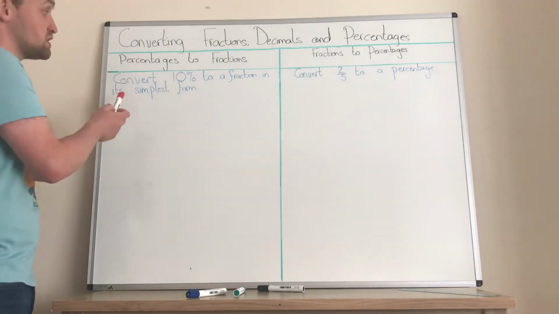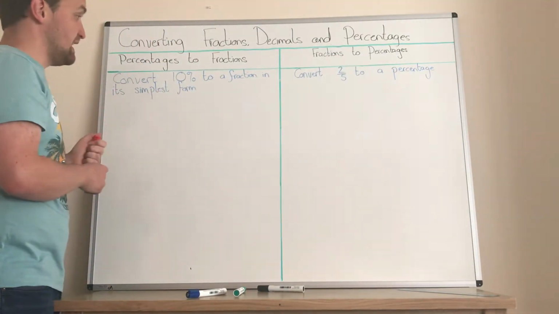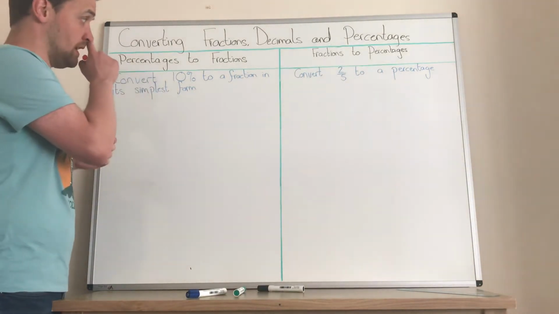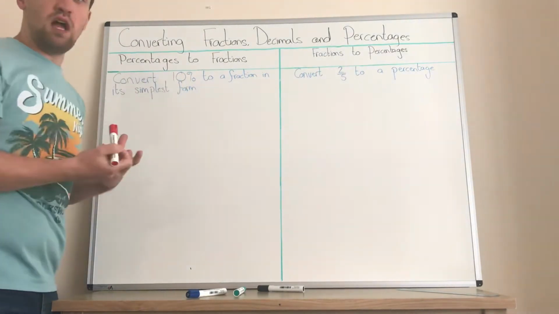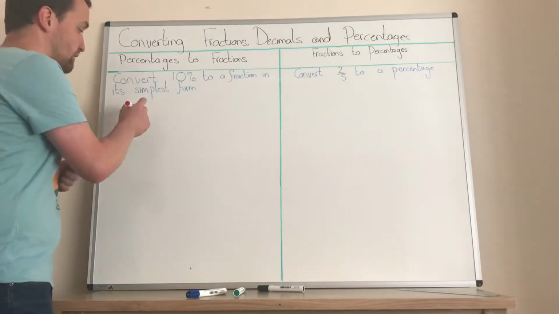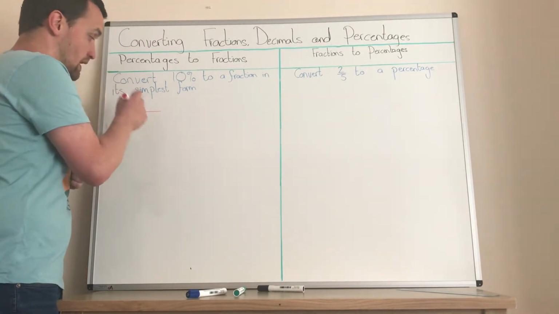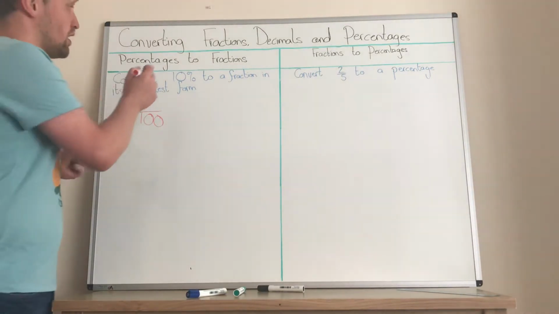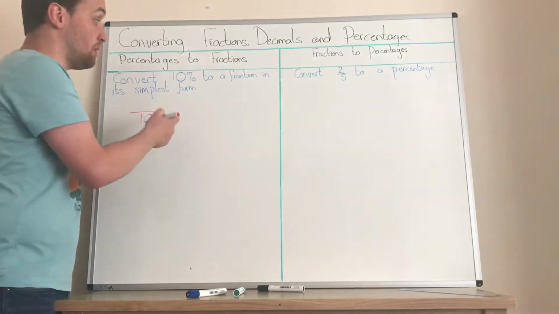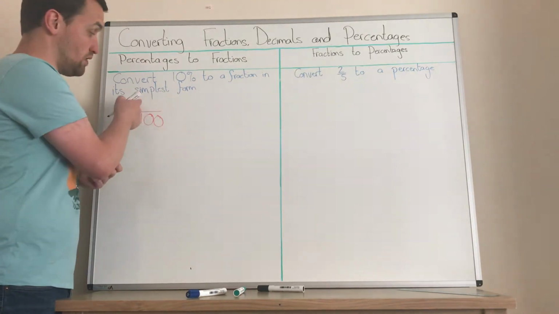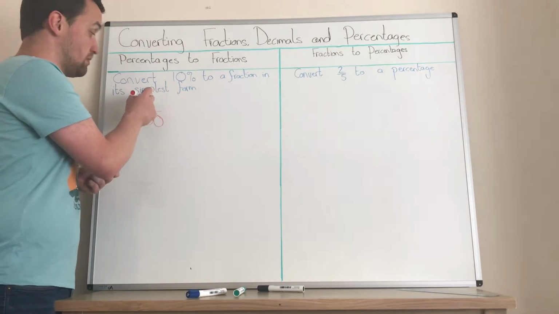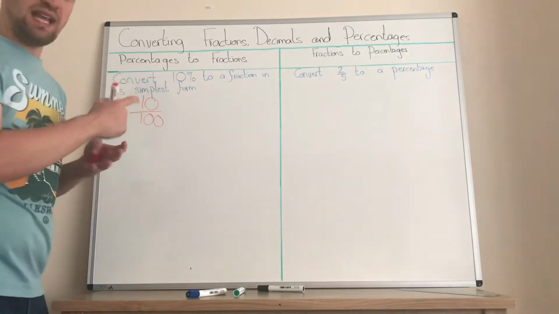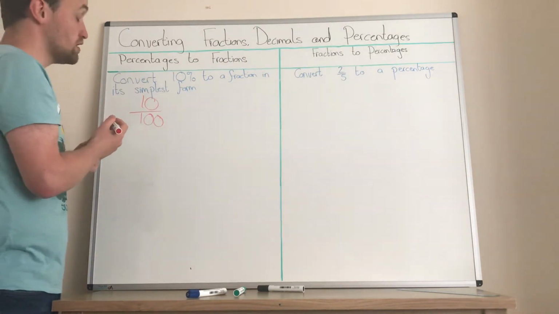So, typical question: convert 10% to a fraction in its simplest form. Where do we start? A percent is out of 100, we know that, so our fraction has to be out of 100. The only number that's logical to put on top of that fraction, in the numerator, is 10. Remember, numerator on top, denominator on the bottom. 10% is exactly the same as 10 over 100.